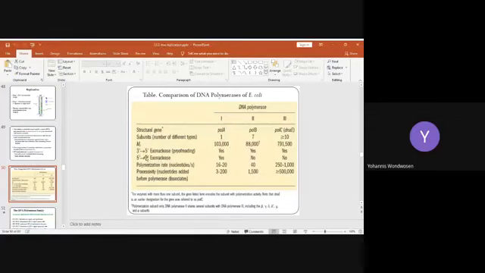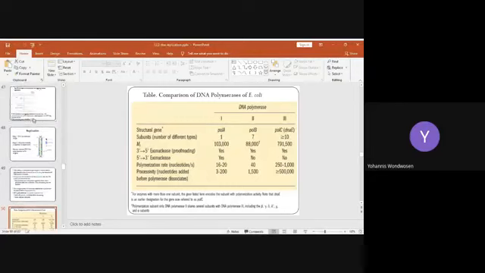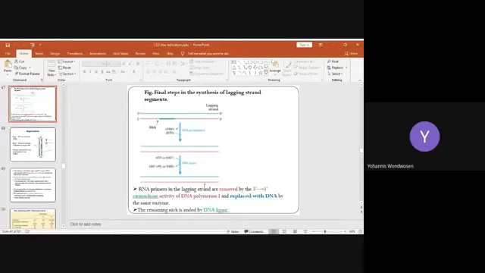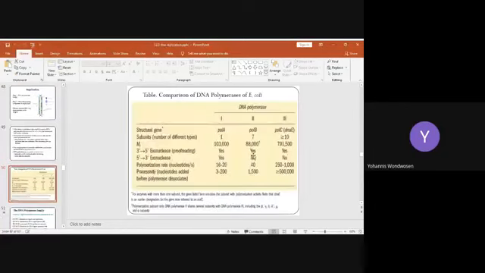When we see the 5' to 3' exonuclease activity, this activity is provided only by DNA polymerase 1. But the 5' to 3' exonuclease activity cannot be performed by DNA polymerase 2 and DNA polymerase 3.